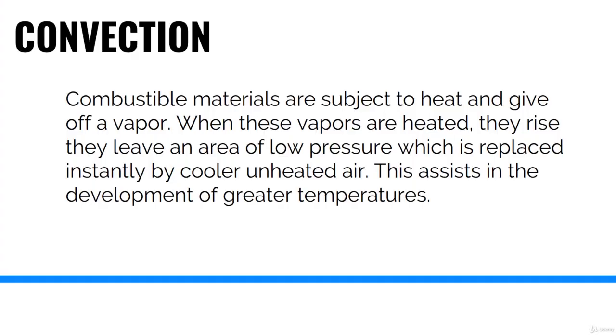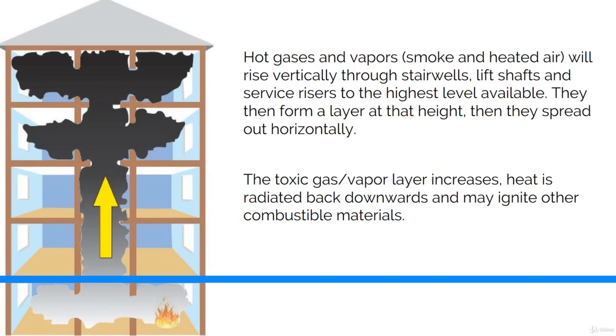Due to its property that hot air rises, this can be seen graphically when the smoke from a fire rises and disperses within the atmosphere. The convection process begins when combustible materials are subject to excessive levels of heat and give off vapors, which in turn ignite. When these vapors are heated, they expand and become less dense than air, and as they rise they leave an area of low pressure, which is replaced instantly by cooler, unheated air. This fresh air is then mixed with the vapor and heated, assisting in the development of greater temperature. Get to know that this process is cyclic, as it continues to support the fire process.